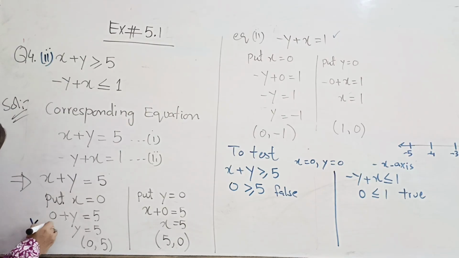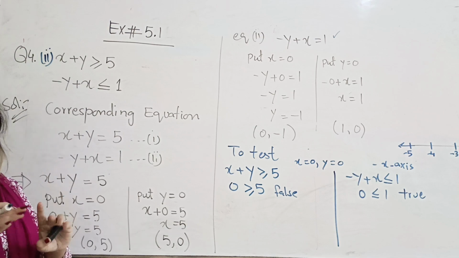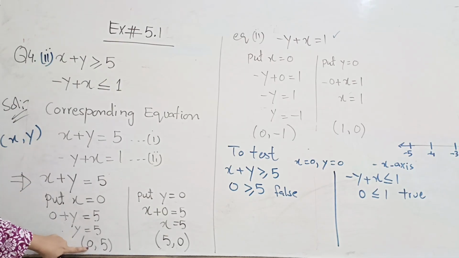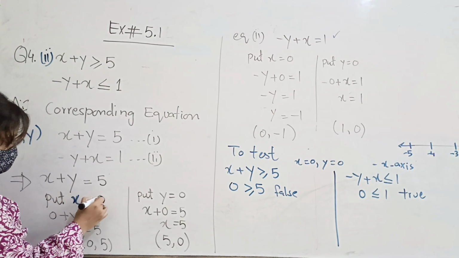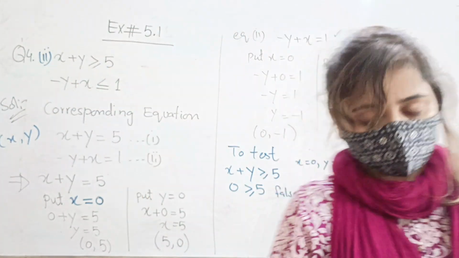Not like this, (5, 0). No, this is wrong. The value of y is 5, but in coordinates the first is x and the other is y. So the x value is 0, and the y value we got from it is 5. So (0, 5) are the coordinates. Please write it correctly. Similarly for equation 2, same.